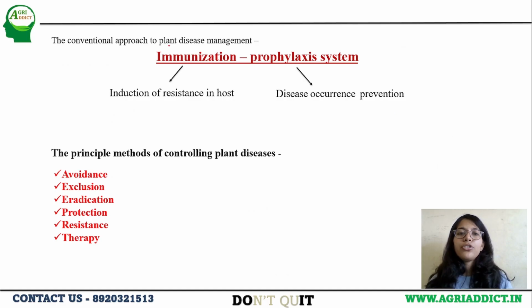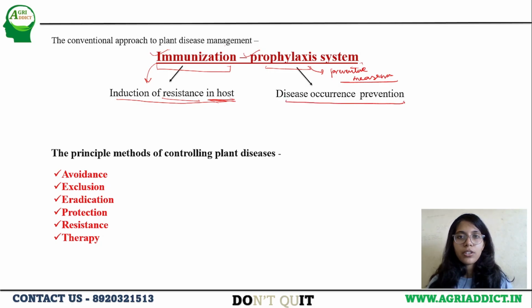The conventional approach to plant disease management revolves around immunization and the prophylaxis system. So, what do you mean by immunization? It refers to the induction of resistance in the host plant so that the host, that is the plant, can resist the attack of the pathogen. And what is prophylaxis? So, prophylaxis refers to the preventive measures. Okay, so prophylaxis system refers to the disease occurrence prevention.